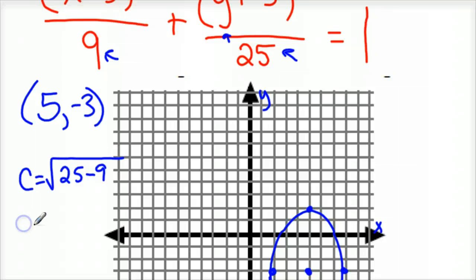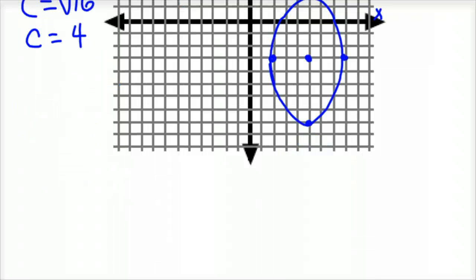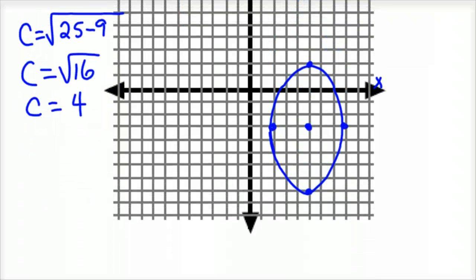And this would be 16, square root of 16. So I know my distance c from the center to my foci is 4 units. So if I go to my ellipse and I go 4 units up, 1, 2, 3, 4, there's one foci, and foci always go along the major axes. And so there's the foci of this particular ellipse.